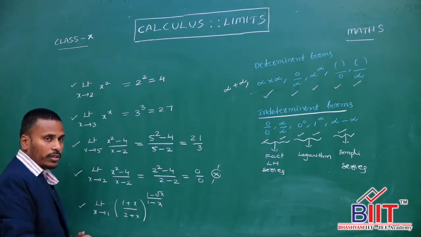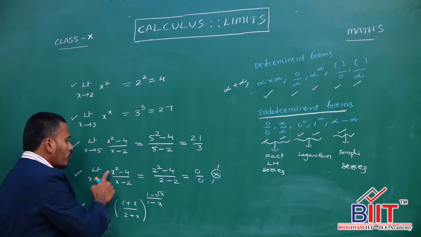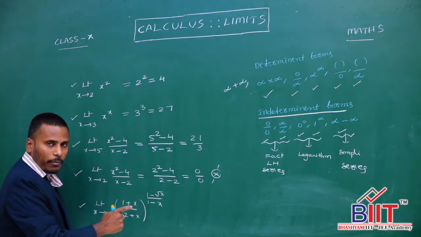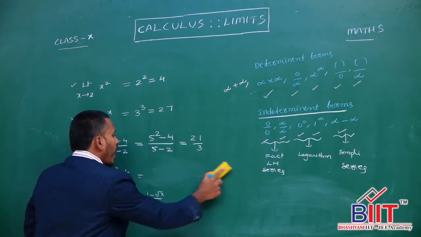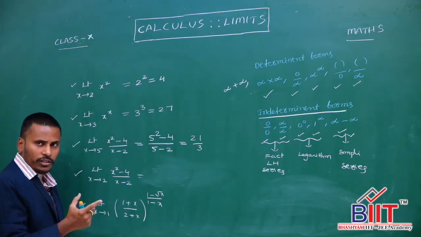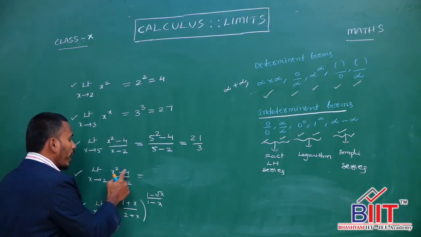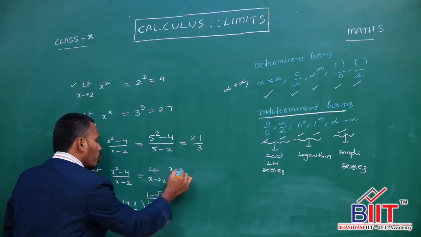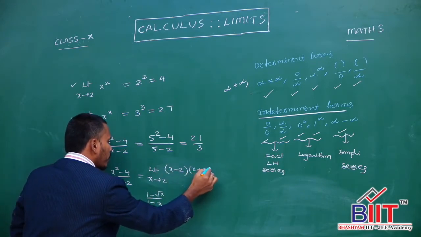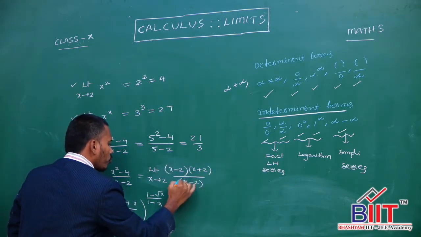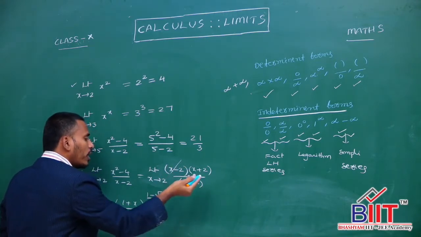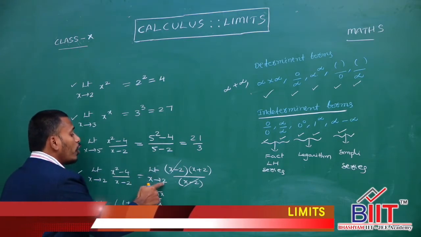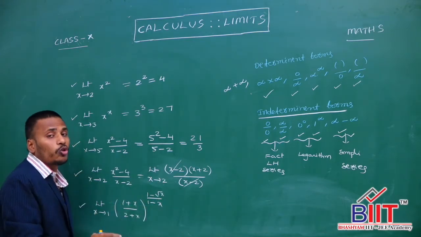In particular, for this limit x tends to 2, (x square minus 4) by (x minus 2), since the value is 0 by 0, which is indeterminate, to avoid this, initially I am going to use factorization. This is very clear for you. Limit x tends to 2, (x square minus 4) by (x minus 2), you just rewrite it like this: limit x tends to 2, (x minus 2) into (x plus 2) divided by (x minus 2). Here x minus 2 and x minus 2 get cancelled. Why? Because they are not equal to 0. Since the x value is not 2, the x value is near to 2.